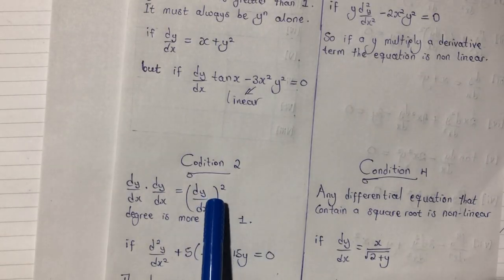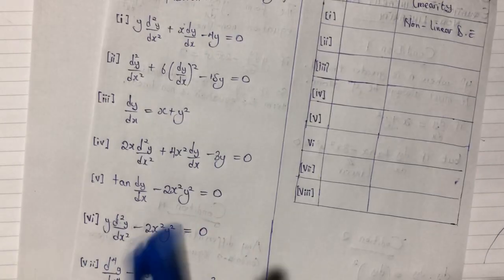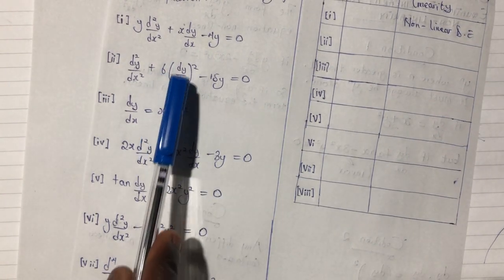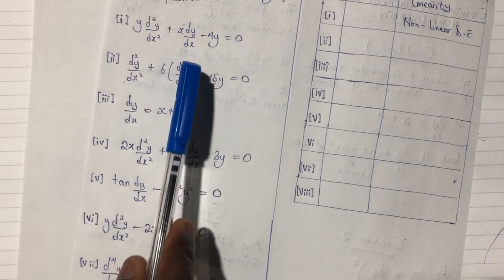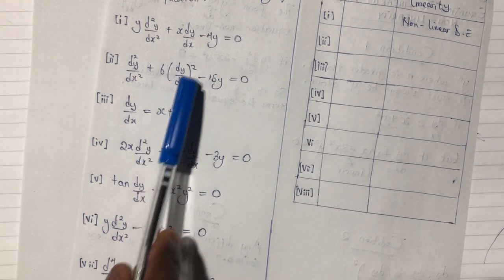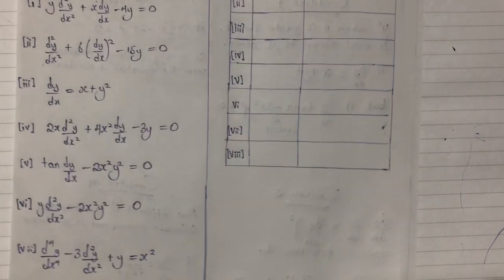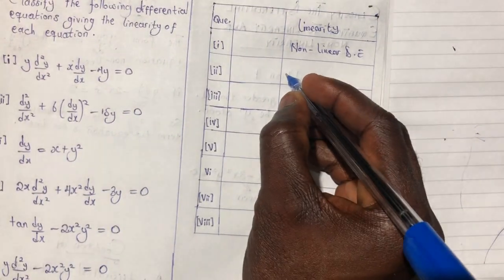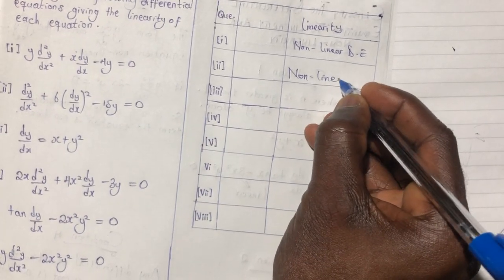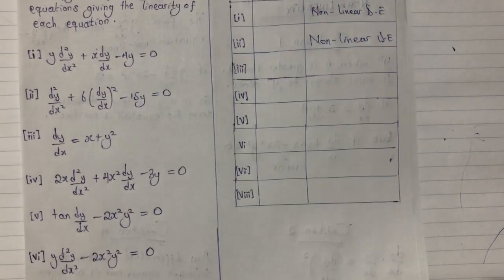This is condition number 2, as we can see here. So forget about anything that is multiplying the derivative term. We have 6 here just once. We know that once this condition is here, anything multiplying or subtracting, we don't care about that. We just want to see this condition, and it qualifies it to make it nonlinear. So this is also a nonlinear. So you write nonlinear differential equation. So we move on to the third one.